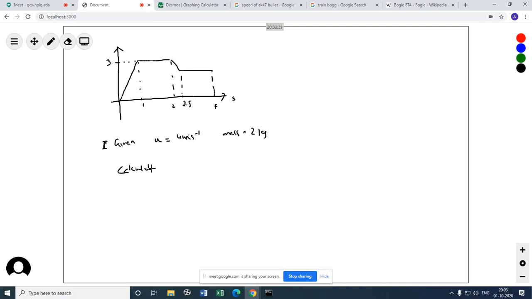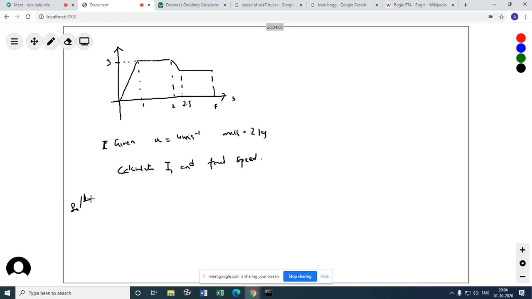Calculate I and final speed. Can you? How will you do this? May I show you how to do it?